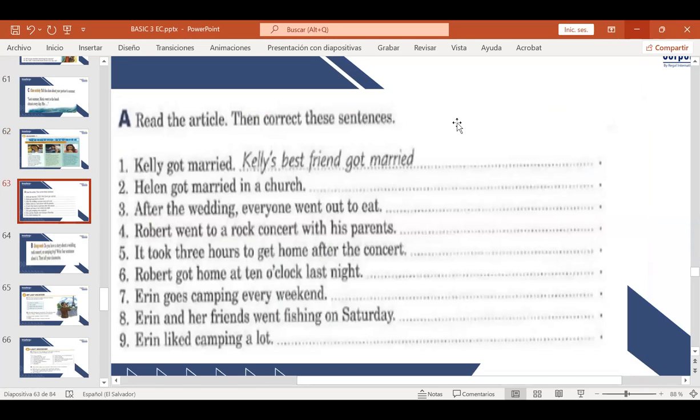Okay, now we have like 9 situations here. A situation that you are going to correct. You got to read the article again. And then correct the sentences.